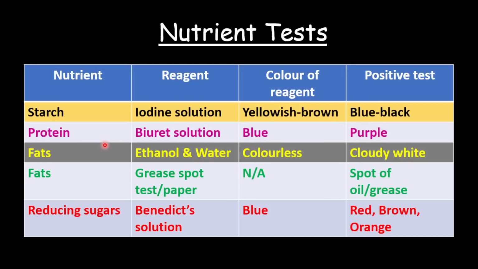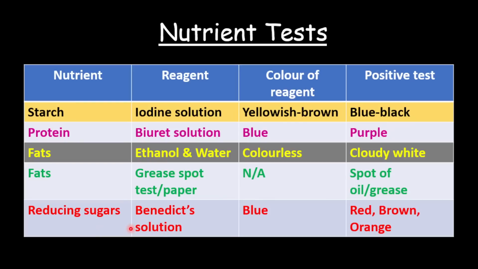There are two common tests for fats. One uses ethanol and water. Both ethanol and water are colorless, but the mixture becomes cloudy if fat is present. The next one is called the grease spot test, or the paper test, where you just rub the food substance on a piece of paper. If you see a grease spot, then yes, fat is present. So do not use a particular reagent, just use a piece of paper.